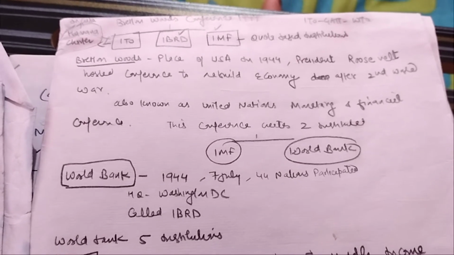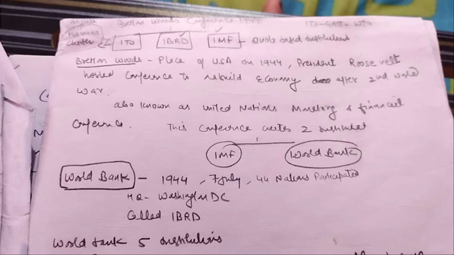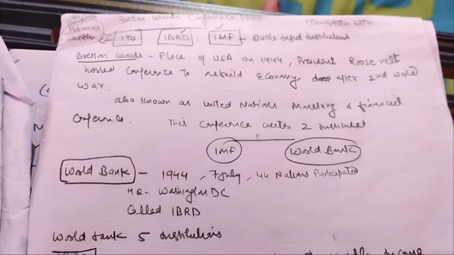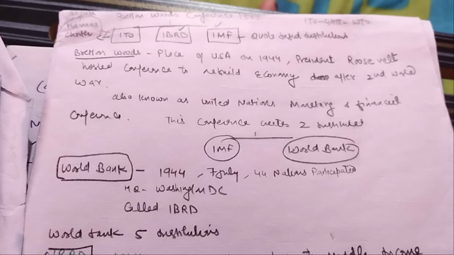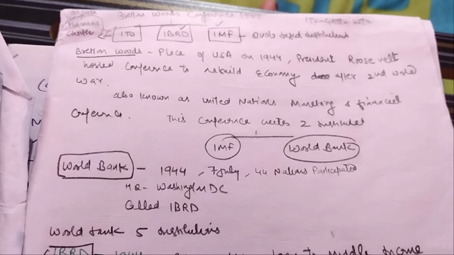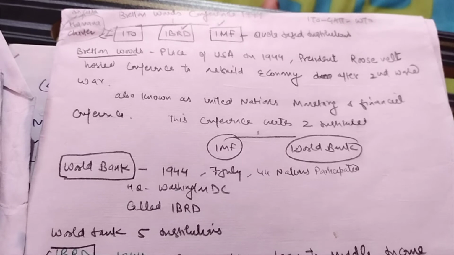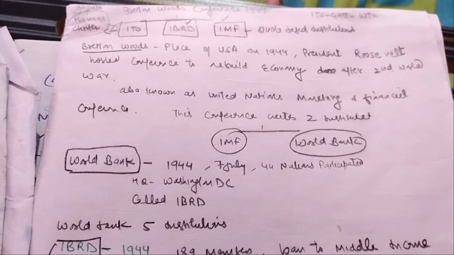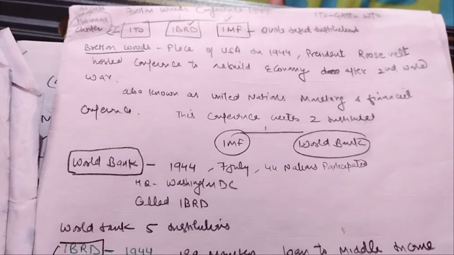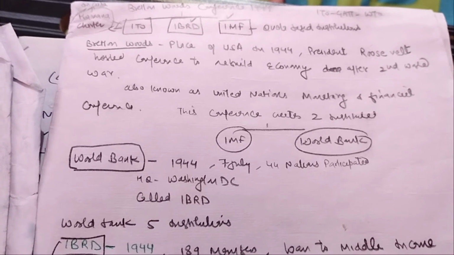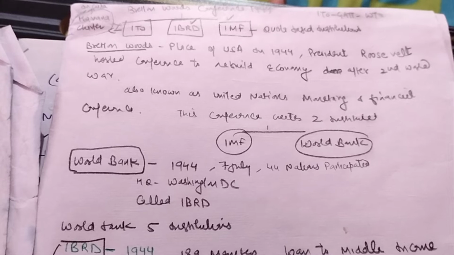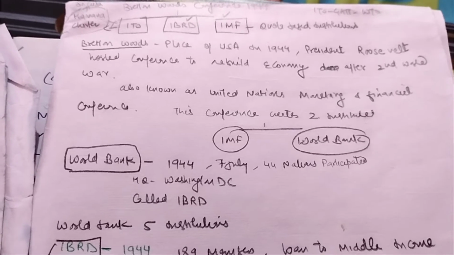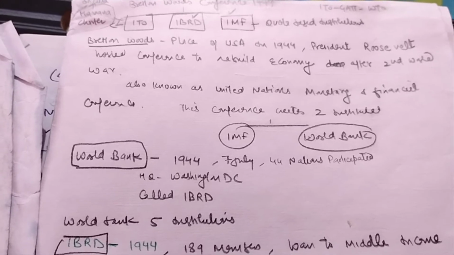So let's start. The Bretton Woods Conference came into existence on 7th July 1944, with 44 member nations participating. In the Bretton Woods Conference, generally three main institutions were set up. The first one is the ITO, which stands for the International Trade Organization, and it never actually came into existence. And the other two important organizations are the IBRD and the IMF.